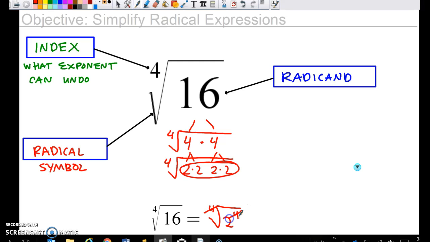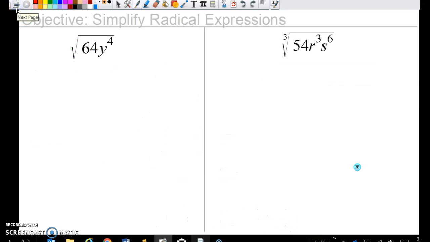Therefore, the 4 and the 4 will cancel out to just get us 2. In other words, I took a group of 4 2's out, and there's nothing left inside the radical. The fourth root of 16 is 2. In other words, 2 to the fourth power is 16.